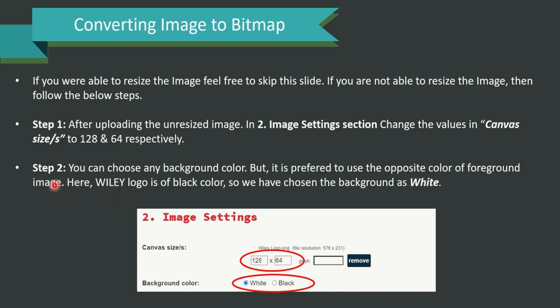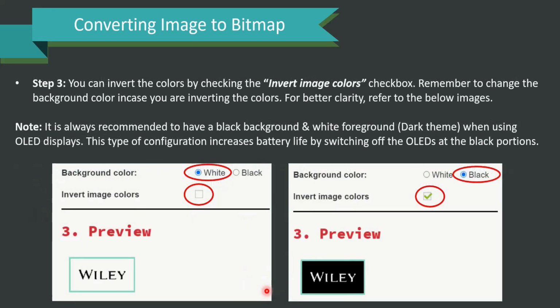Step 2 is you can choose any background color but it is always preferred to go with the opposite color of the foreground image. Here the wiley logo is black in color, hence we prefer to stay with white. You can see that the white color is selected. Step 3. You can invert the colors by checking the Invert Image Colors checkbox. Remember to change the background color in case you are inverting the colors. For better clarity, one could refer to the images presented below.